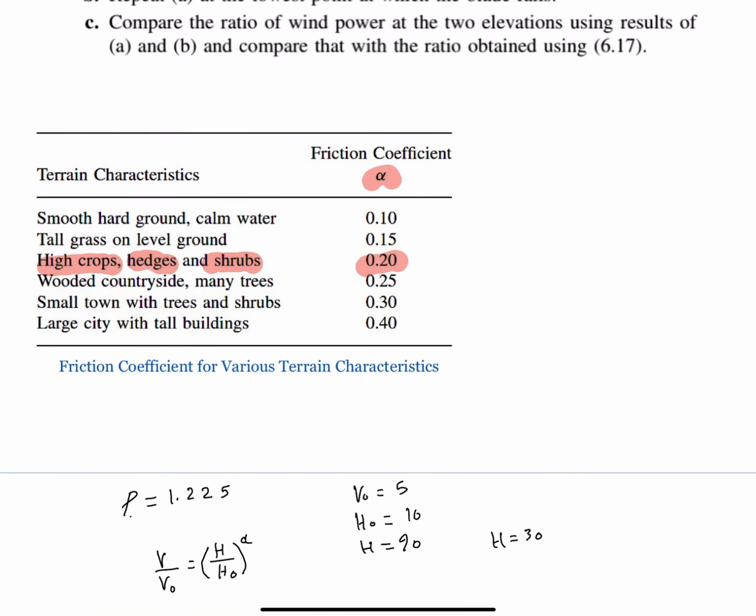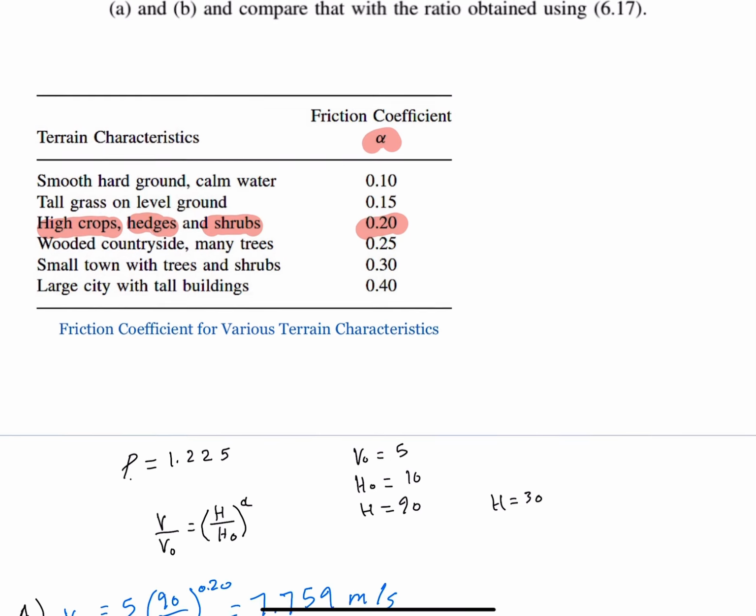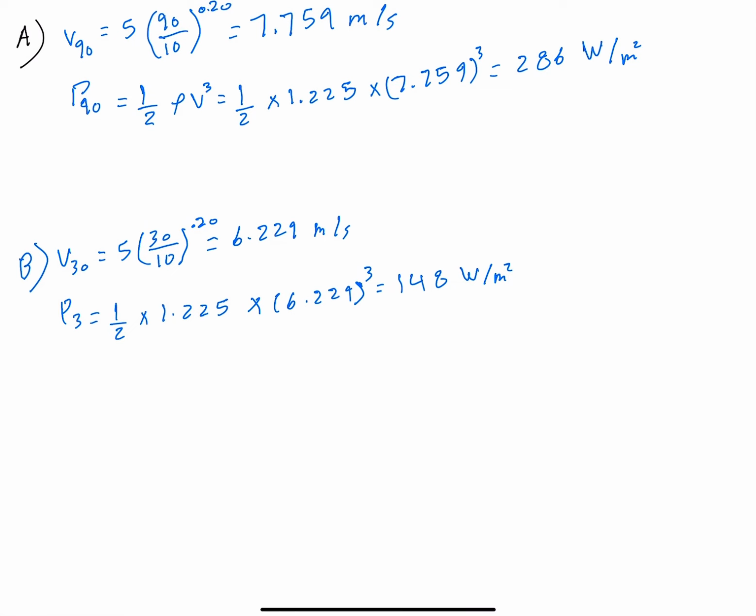Okay, for C, compare the ratio of wind power at the two elevations using results of A and B, and compare that with the ratio obtained using 6.17.